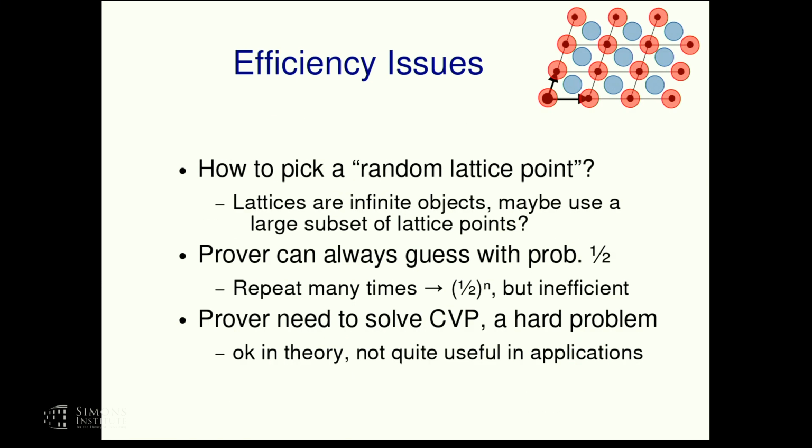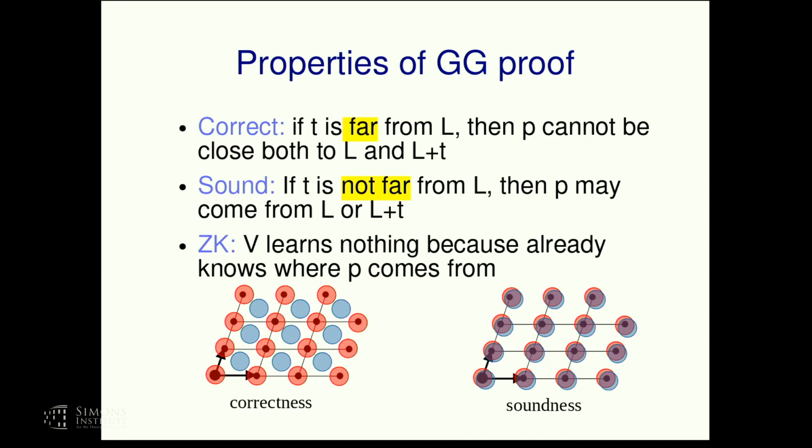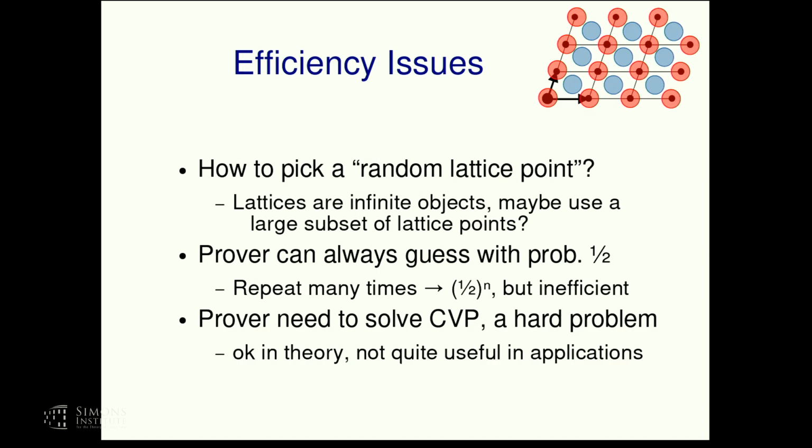Okay, so there are some efficiency issues. This is useful to establish that the problem is in this complexity class, statistical zero knowledge, so it is unlikely to be NP hard. However, if you want to use it in cryptographic applications, this doesn't quite give... so there are several efficiency issues that need to be solved.